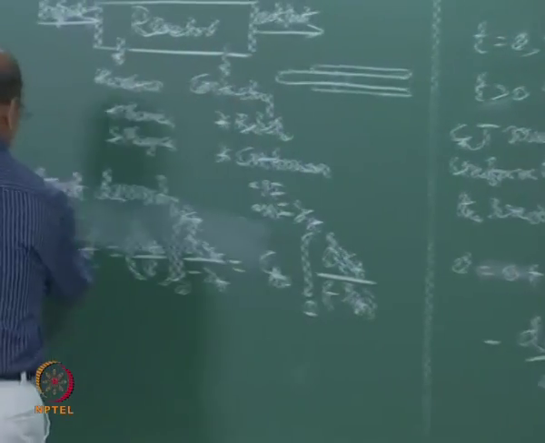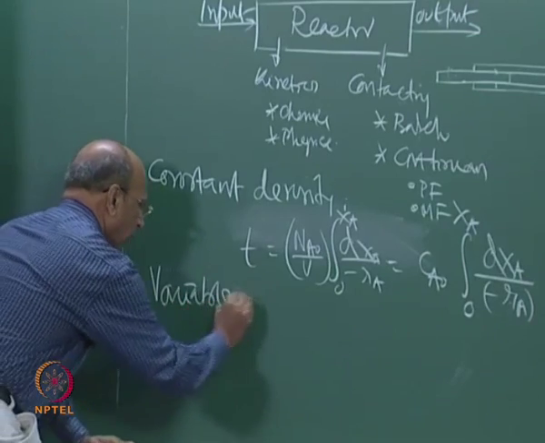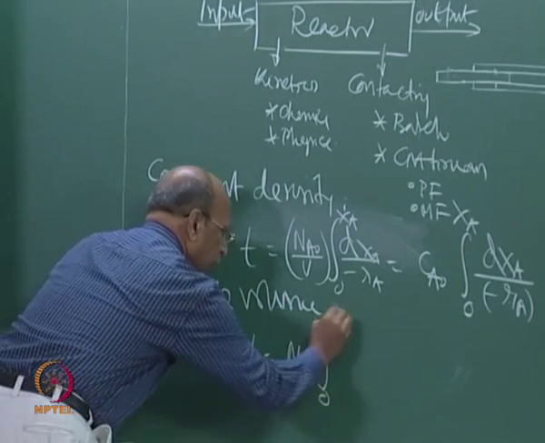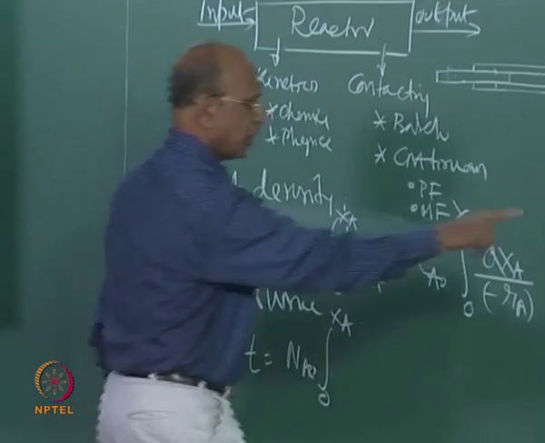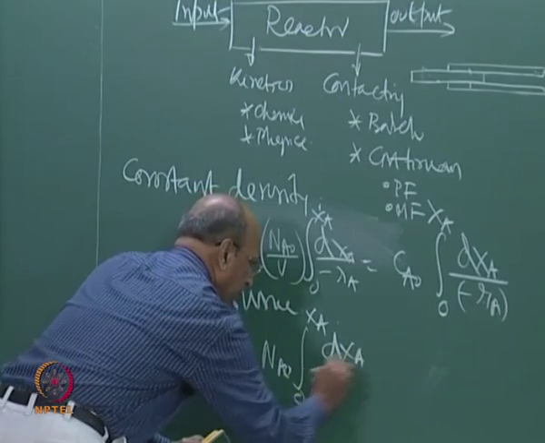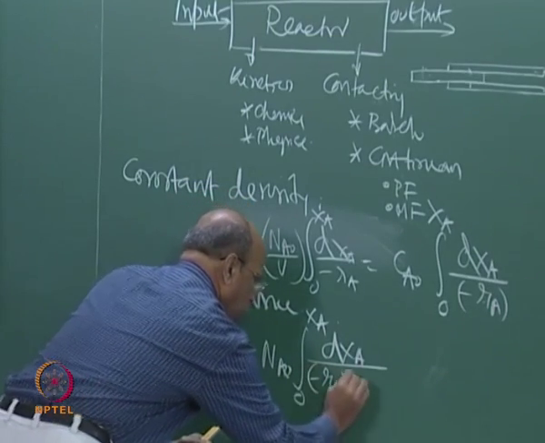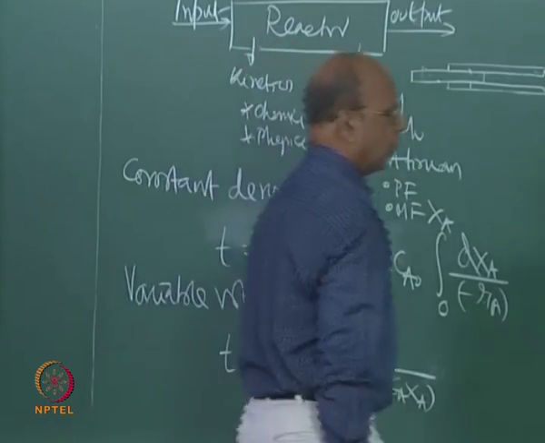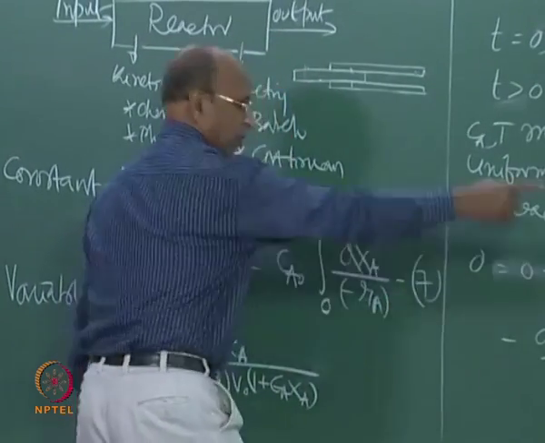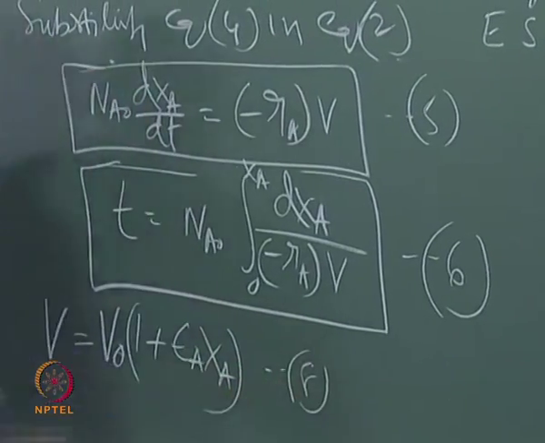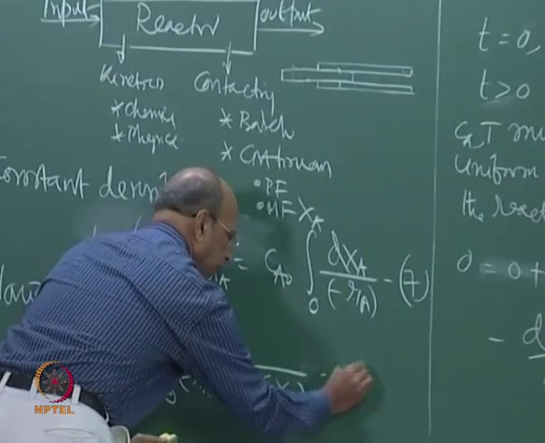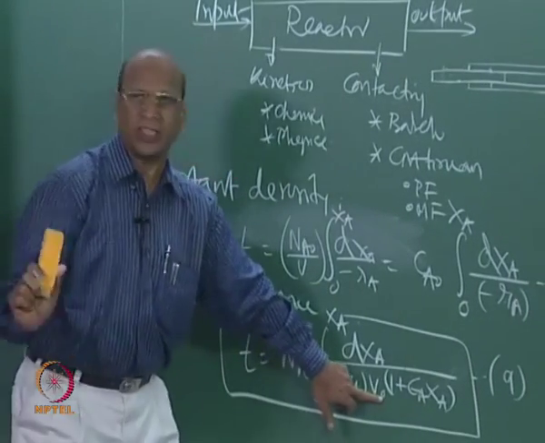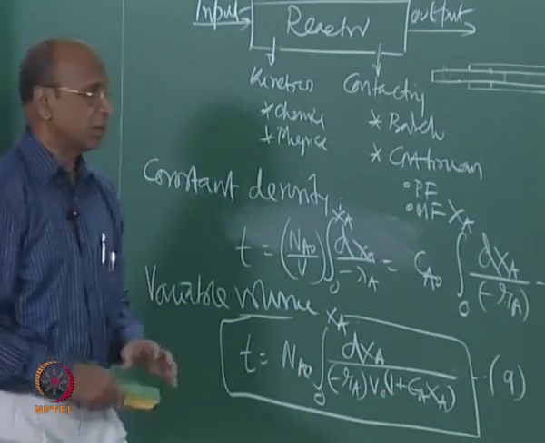So then for variable volume, you will have an equation tau equal to Na naught, integral from 0 to xa, dxa by minus ra into V naught (1 plus epsilon A xA). This equation I have written now, equation number 8 earlier, and this will be equation number 9. This is the general expression again for variable volume, and you know this V naught is a constant, that becomes C a naught. Good.